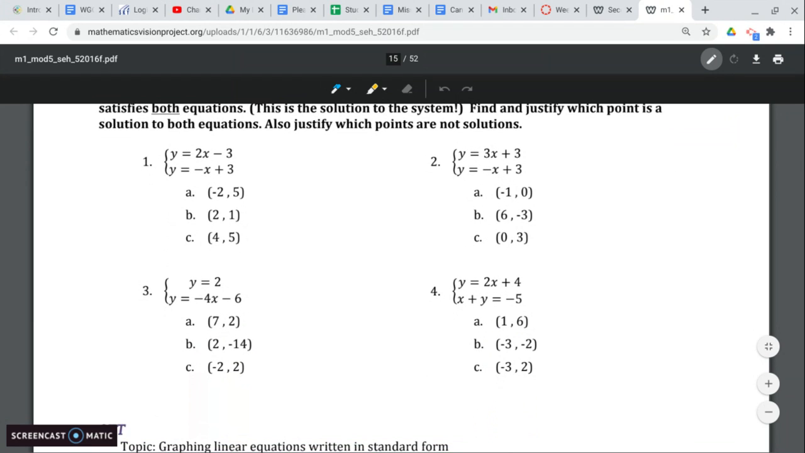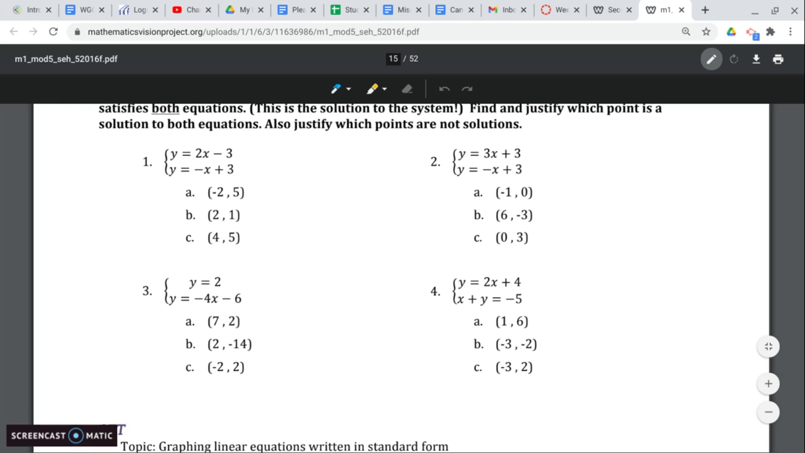So what we're looking at here is we're going to take our point, negative 2, 5, and plug it into the first equation. See if it gives us a true statement. If it does, then we plug it into the second equation. If it doesn't work in the first equation, we don't have to plug it into the second equation, because we know it's not a solution to the system, because it has to work for both.